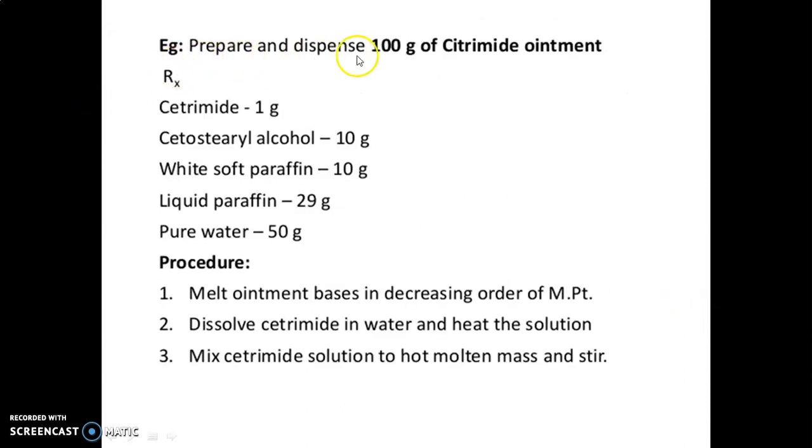For example, prepare and dispense 100 gram of cetrimide ointment. Rx: cetrimide 1 gram, cetostearyl alcohol 10 gram, white soft paraffin 10 gram, liquid paraffin 29 gram, purified water 50 gram. Then procedure: melt the ointment bases in a decreasing order of melting point. Dissolve the cetrimide in water and heat the solution. Mix the cetrimide solution to the hot molten mass and stir.